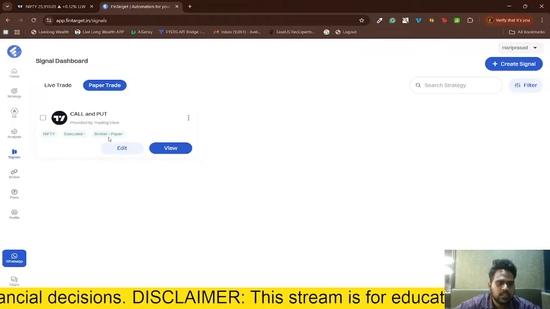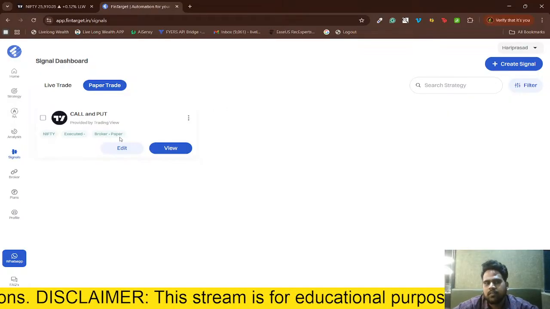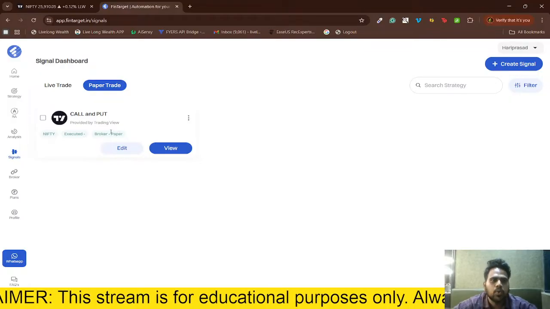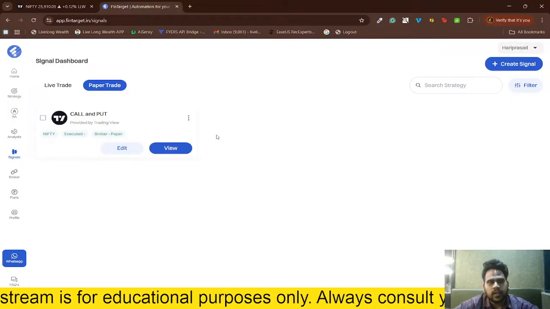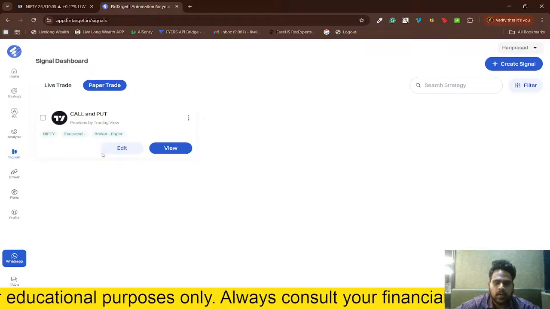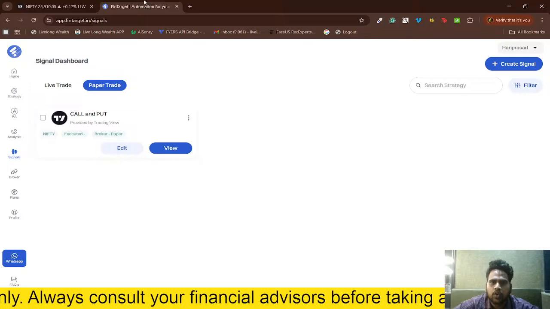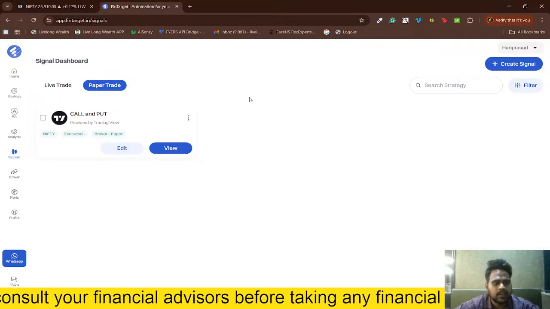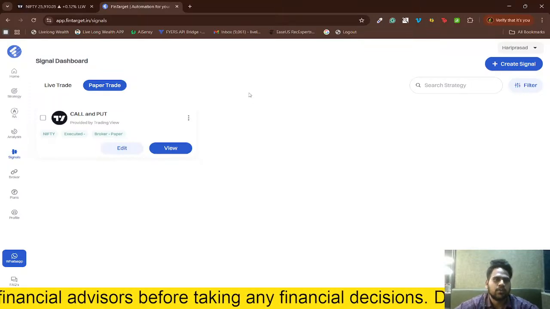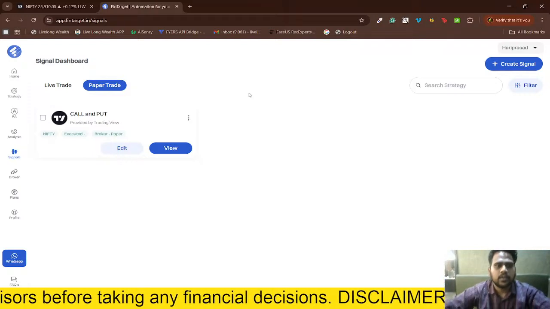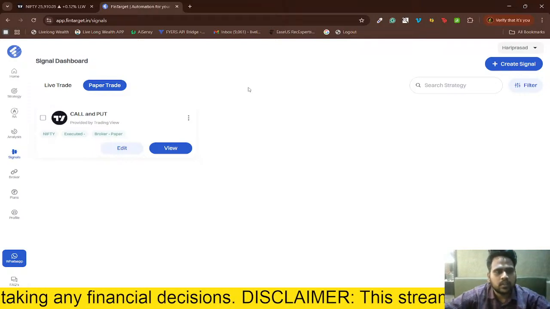This is a paper broker, so it will be paper trading. You can connect your broker as well here. Then whenever it triggers, it automatically keeps a stop loss and a target, and everything will be sorted here. That is how it works.